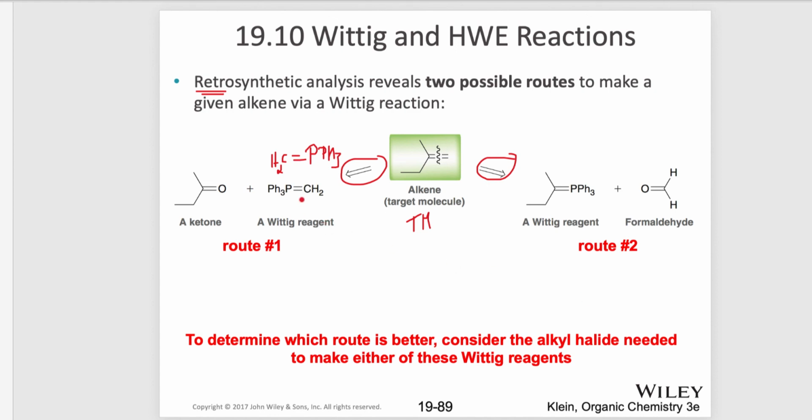Now, remember how we can make this from a halide, but going stepwise backwards is the starting point. What do we have to pay attention to? Which route is going to be better, number 1 or number 2? You can pause here. Do you have any ideas? Well, remember how the Wittig reagent is best made when we have a primary alkyl halide. This one here would be made from a secondary, this one here from a primary halide.